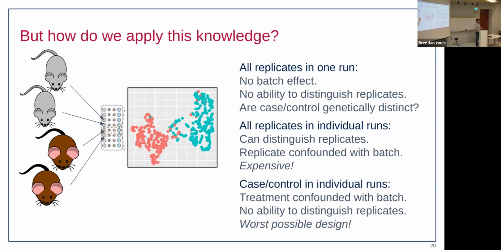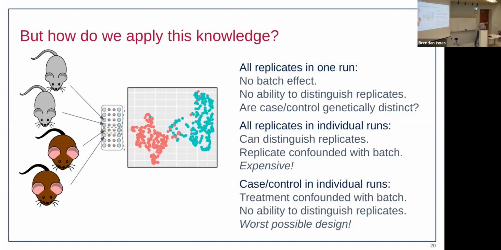And of course, that only works if your case and control are genetically distinct, which, maybe they are because you labeled them, or maybe they're not, in which case you didn't do this. Or you could do all your replicates in individual runs, which no one does because that is wildly expensive. And not only is your case and control confounded with batch, but replicate is now confounded with batch, so that's not great either.